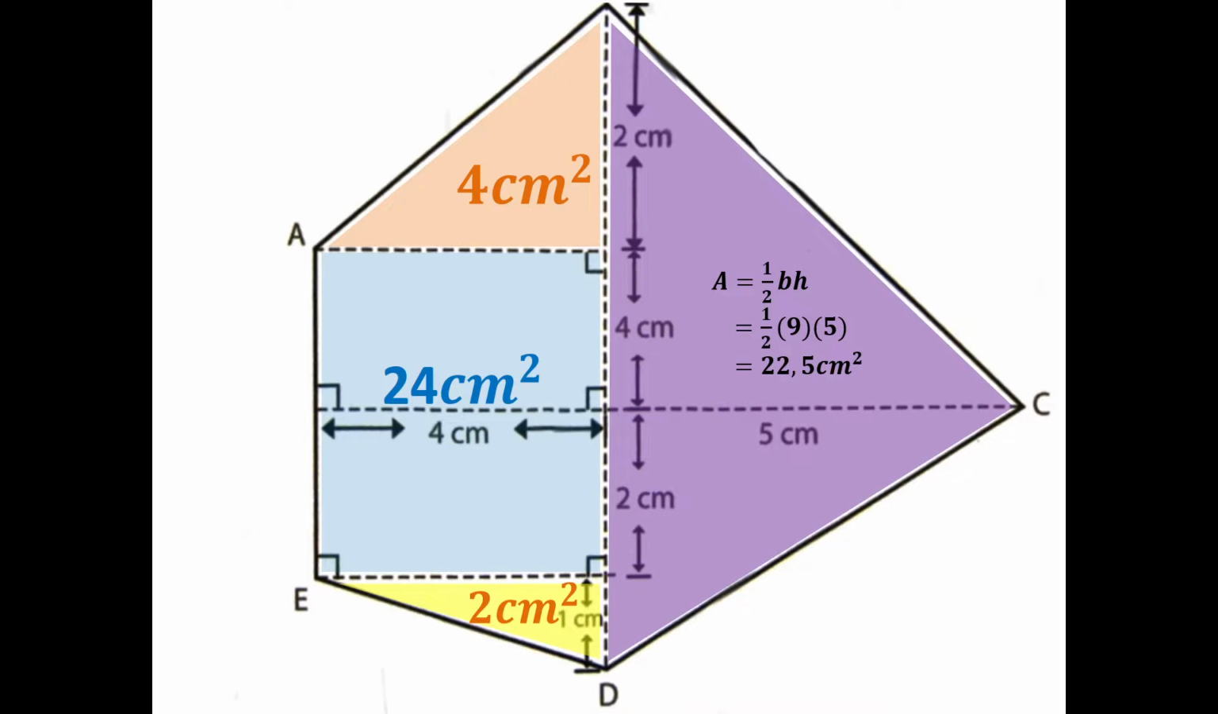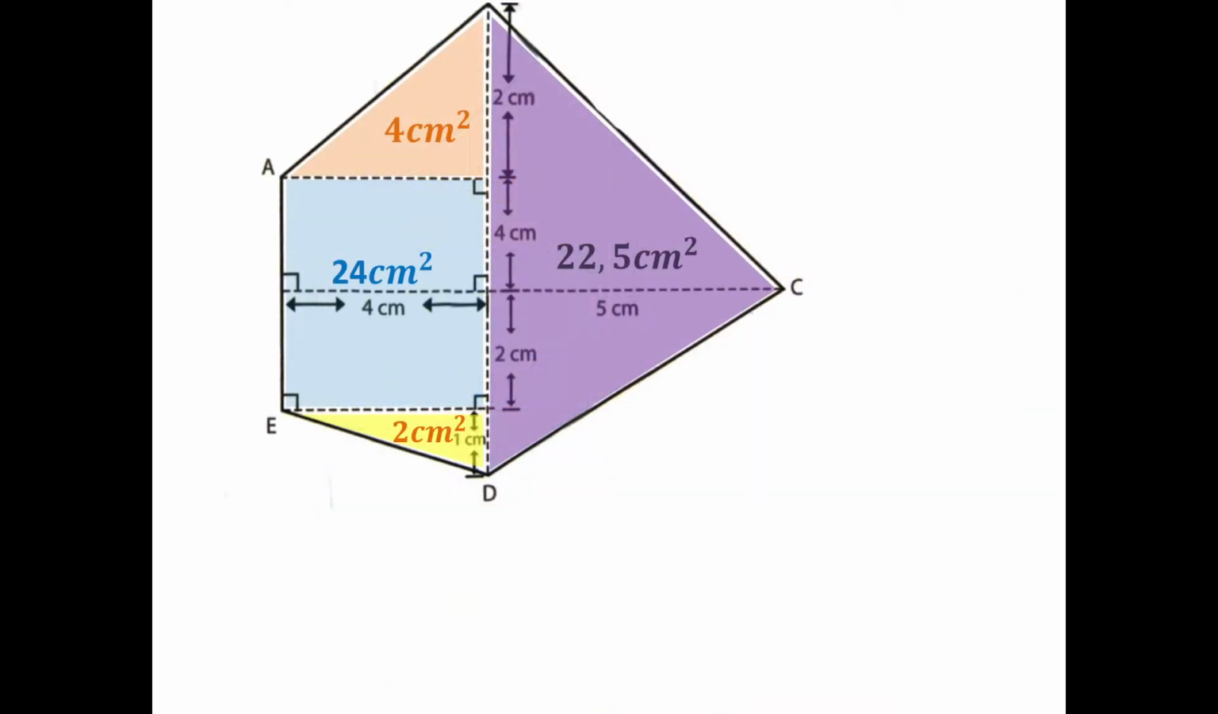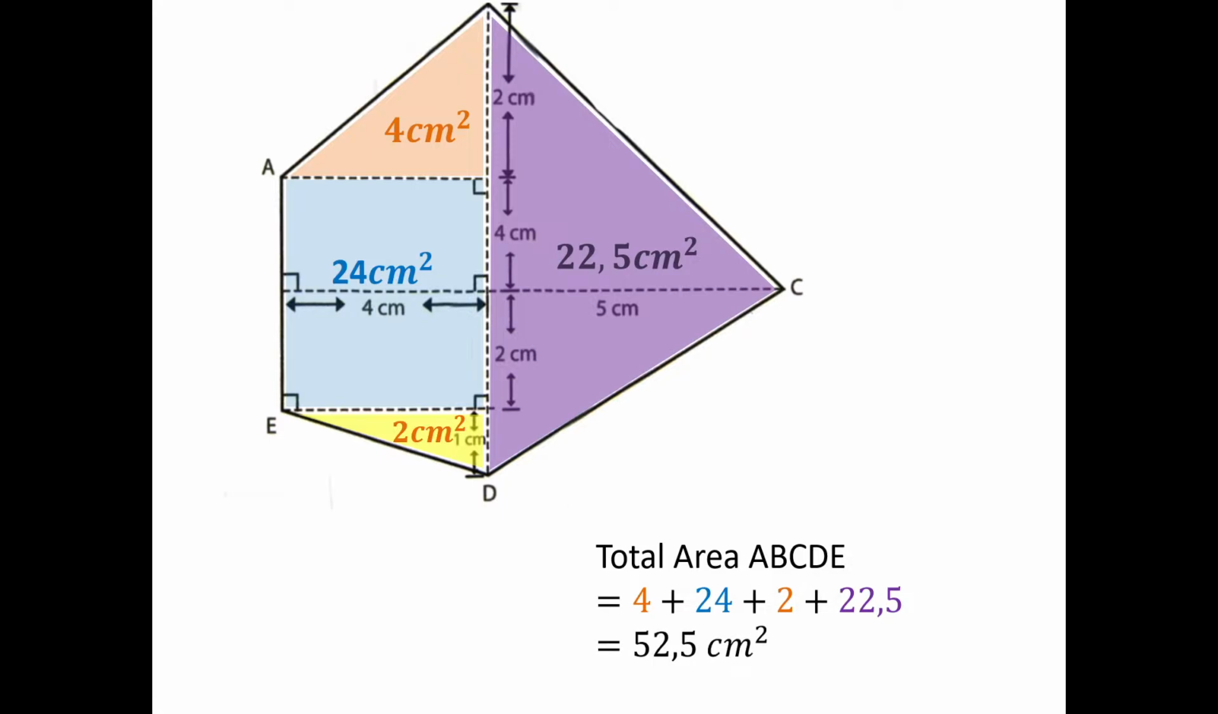I'm not done. Now I've calculated them all separately, but I still need to give the total. So I still need to add all of them together to give the total area of A, B, C, D, E. If I do that, I'm going to say total area is equal to 4 plus 24 plus 2 plus 22,5. And if I work that out, I'm going to get 52,5 centimeters squared. So now I've calculated the total area.